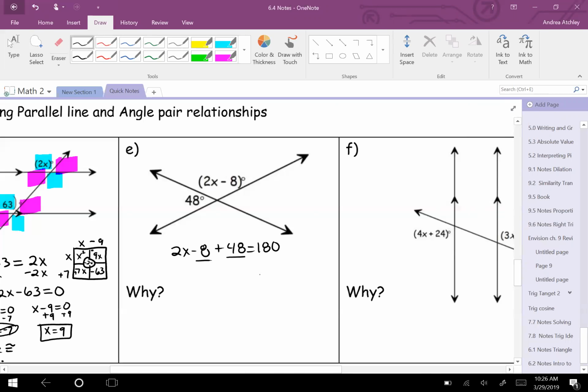We're going to combine our like terms. Negative 8 and 48 have opposite signs, so we subtract them and get 40. We subtract the 40 from both sides and get 2x equals 140. We divide by 2 and get x equals 70.